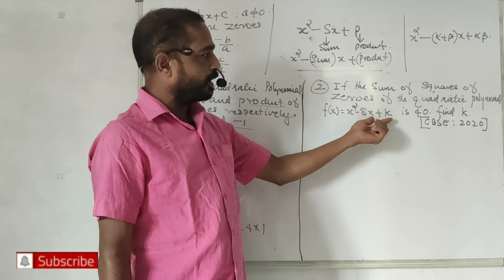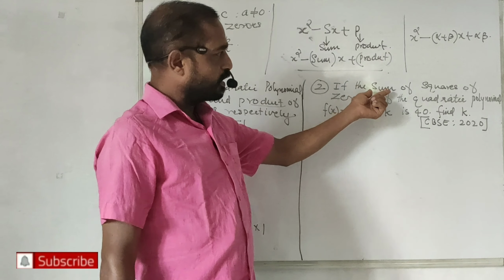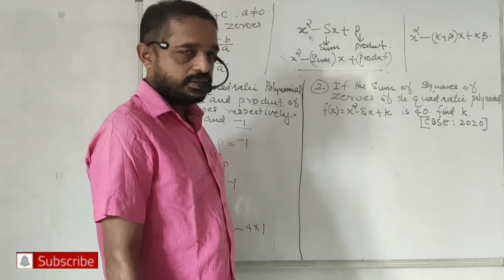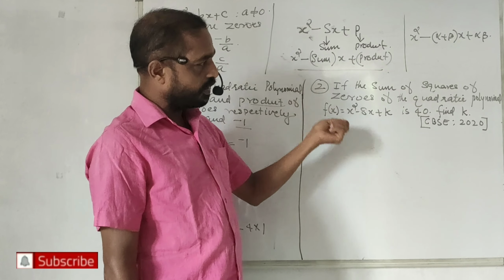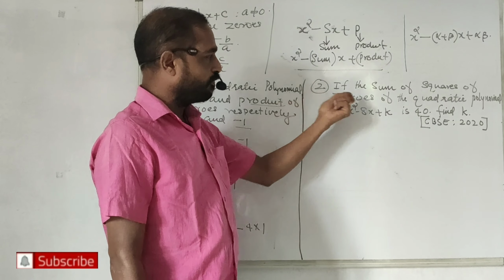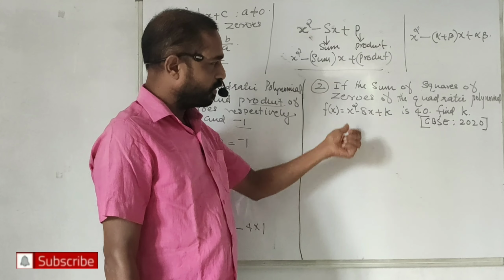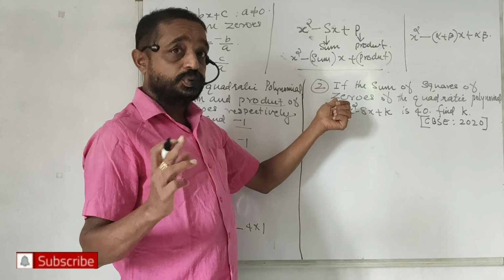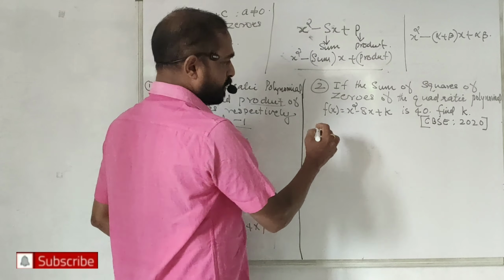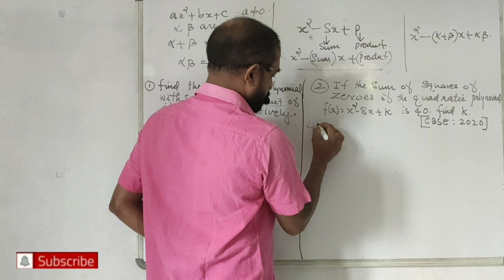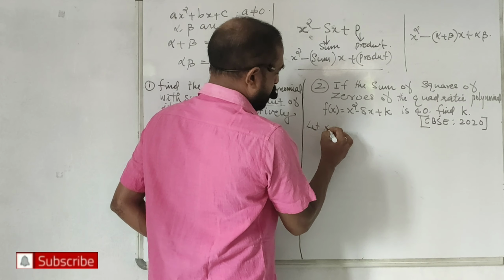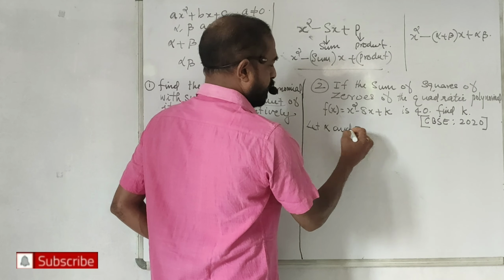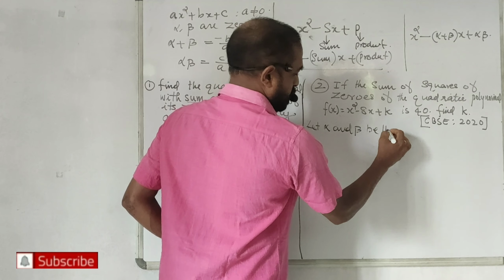So this is a quadratic polynomial and it is given that the sum of squares of zeros of the quadratic polynomial is 40. We are given the sum of the squares of zeros. So let us assume that alpha and beta are the zeros of this polynomial. A quadratic polynomial will have two zeros. So let alpha and beta be the zeros.